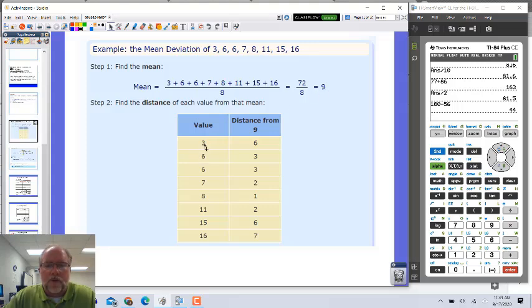So we're going to do 3 minus 9. 3 minus 9 gives us 6. And then 6 minus 9 gives us 3. 6 minus 9 gives us 3. 7 minus 9 gives us 2. 8 minus 9 gives us 1. 11 minus 9 gives us 2. 15 minus 9 gives us 6. And 16 minus 9 gives us 7. So here are all the differences, which is the distance the number is from the mean.